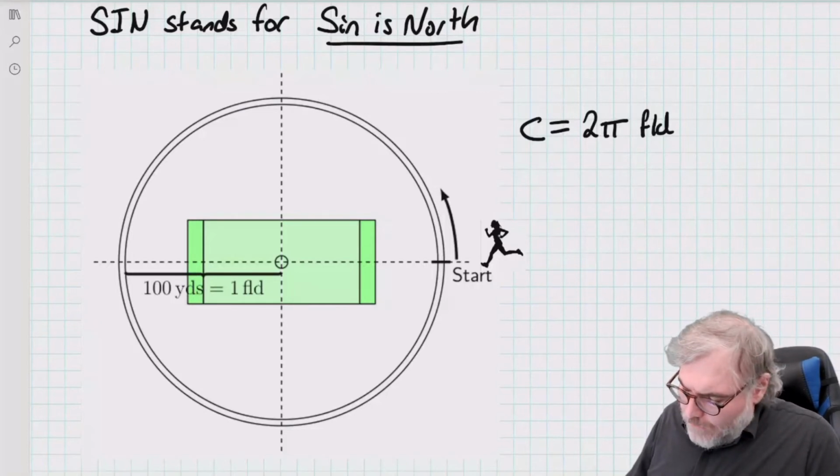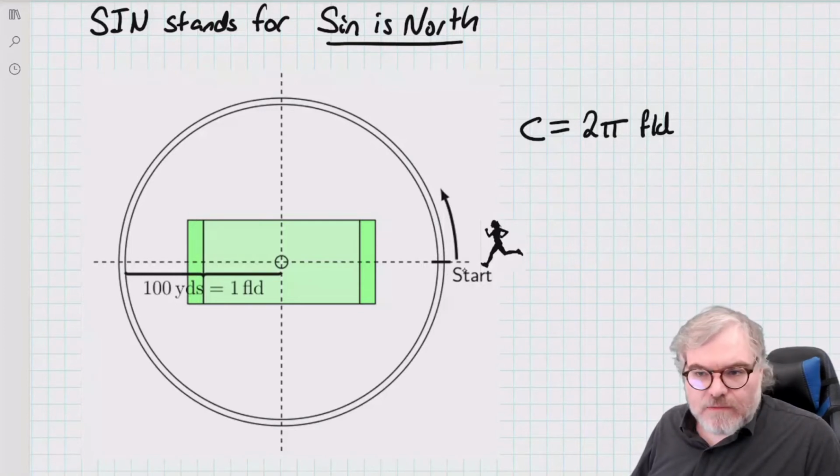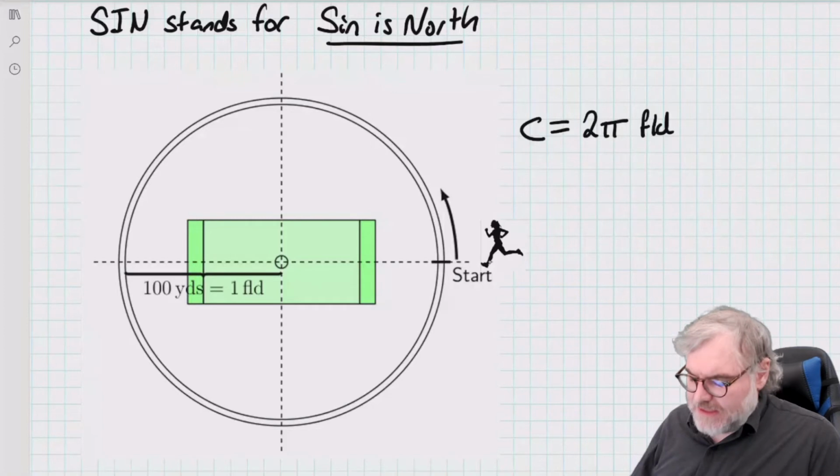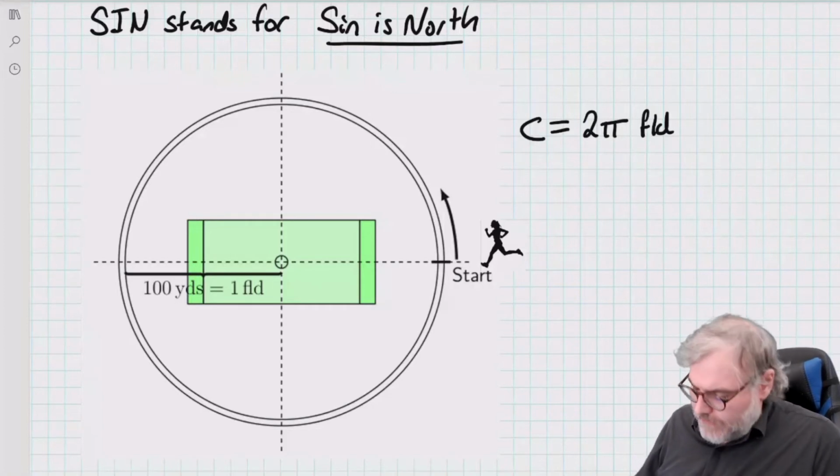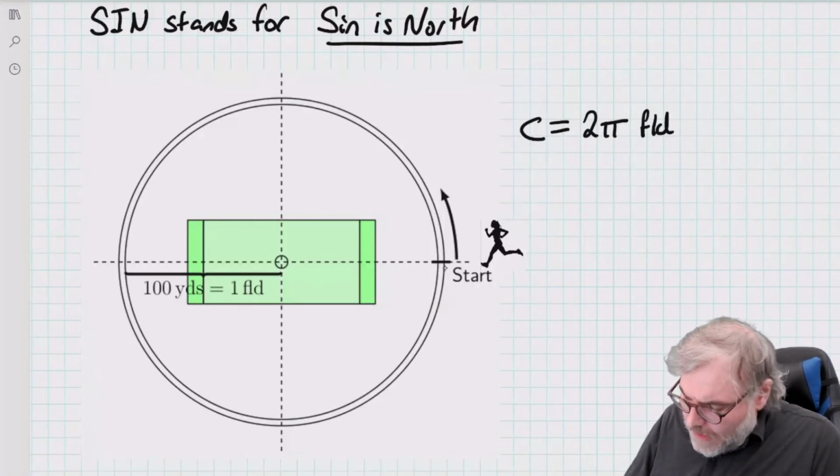Okay? So, when our runner is standing here, remember our northiness was 0 and our eastiness is 100 yards or one field. So, and the runner here has run 0.